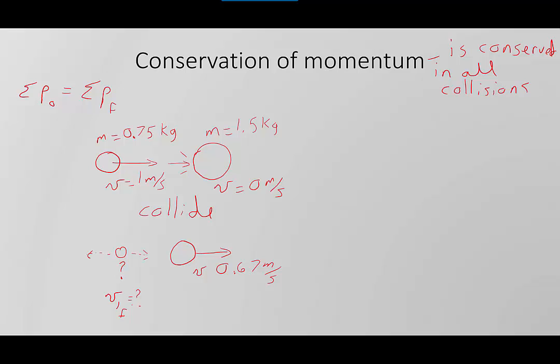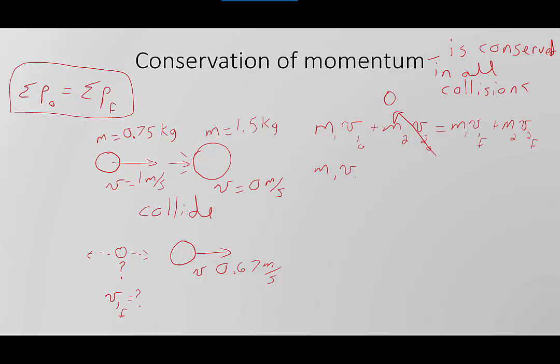To solve this, we have to set up a conservation of momentum equation similar to this one up here. So we need an m1 v1 initial plus an m2 v2 initial, and that needs to equal an m1 v1 final plus an m2 v2 final. Well, we know that this is 0 because originally the second ball was not moving. So I'm looking for the final velocity of the first object, so I can rearrange this to be m1 v1 naught minus m2 v2 final, all over m1, and that will give me v1 final.